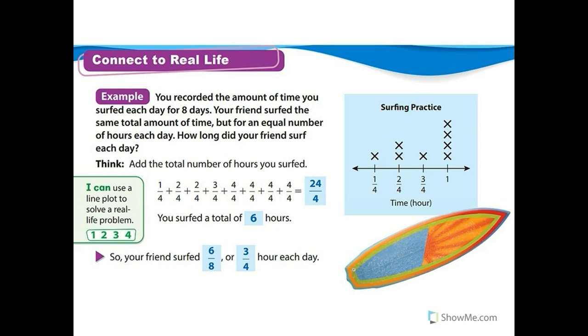So think, you add the total number of hours you surfed. So we're going to add all this and get 24 over 6. So you surfed a total of 6 hours, right? So your friend surfed 6/8 or 3/4 hour each day, right? Because he's going to take 6 divided by 8. All right, that's how we got that.